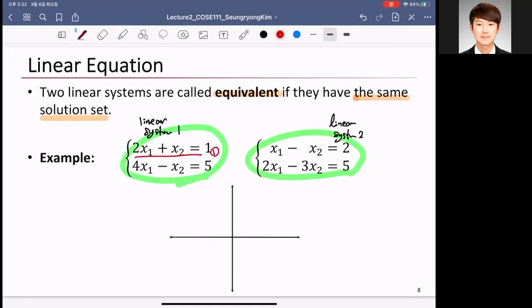Okay, as we've done so far, let's draw the two linear equations. So when x1 is equal to 0, what is x2? 여러분들이 좀 알려줘요. 저도 헷갈리니까. 0, 1, 그렇죠? When x2 is equal to 0, x1 is equal to 1 over 2. So it's going to be 1 over 2, 0. So maybe it looks like this. And for the second equation, when x1 is equal to 0, x2 is equal to negative 5, maybe here. 0, negative 5. And when x2 is equal to 0, x1 is 5 over 4, maybe here. 5 over 4, 0. So it looks like this.